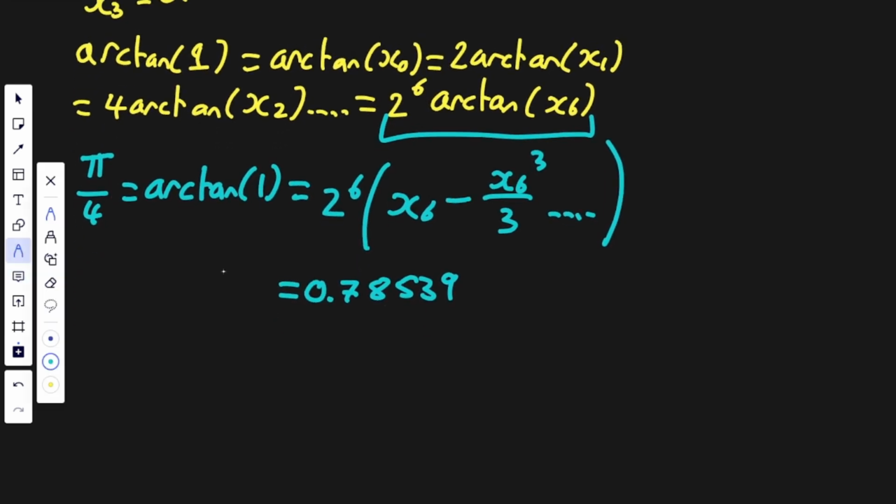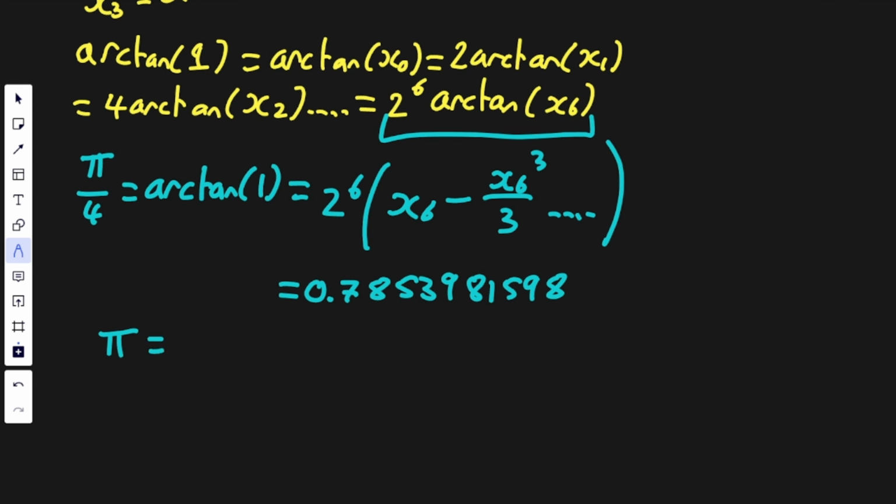Actually, I'll add on a few more digits: 0.785398159. So pi is this number multiplied by 4. And we do in fact get 3.141592639, which is pretty close to pi. You'll see that this digit is correct, these digits are correct, these digits are correct, and this one's correct. But unfortunately, these two fail.